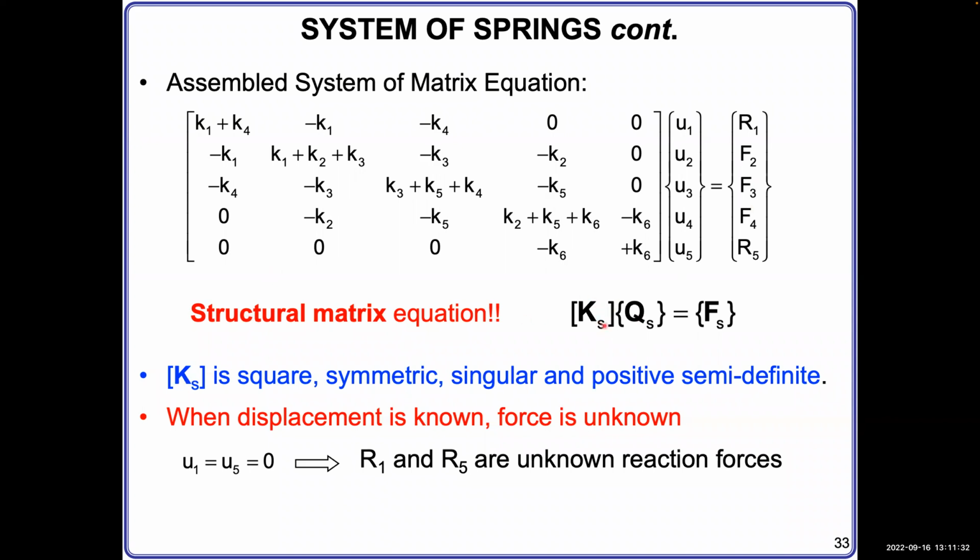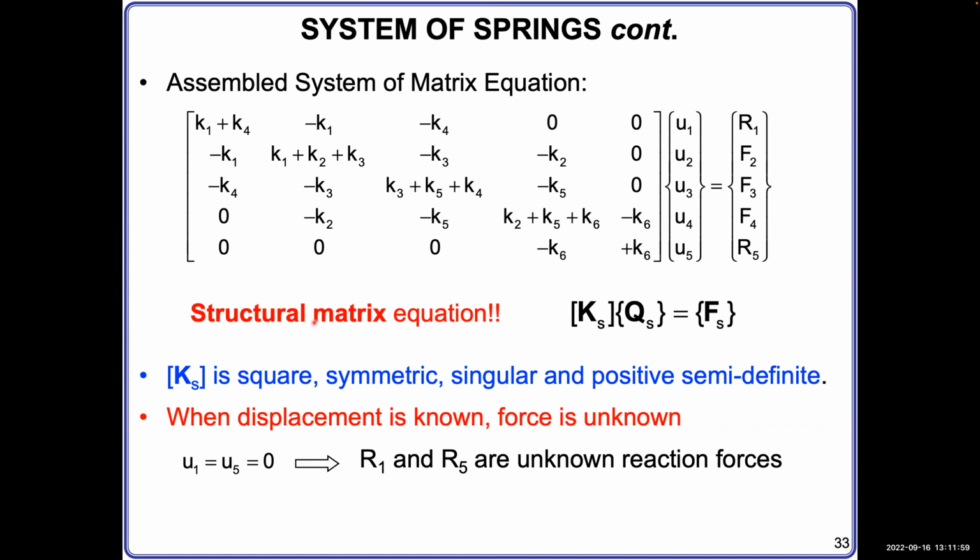This S is for structure. QS is the structure displacement, all the displacements in this structure or in this system. The force is all the external force on each node assembled into a vector. So this equation is the abbreviated form of this beautiful systematic equation.